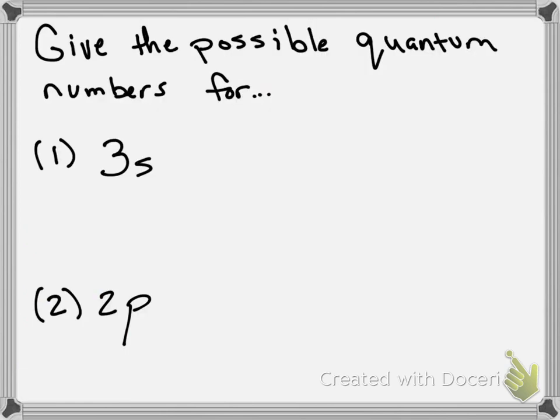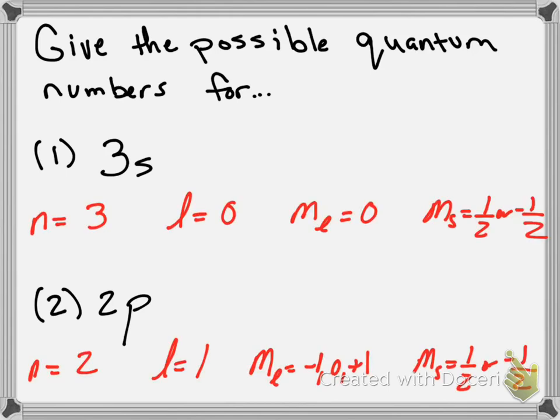Pause the video and try to answer this question. Give the possible quantum numbers for 3s and 2p. All right, check your answers. Do you have a mistake somewhere? You can see me and ask questions.